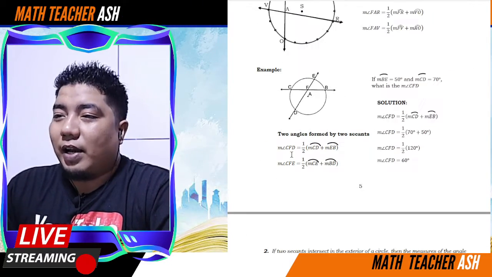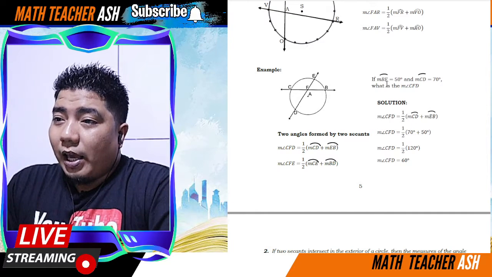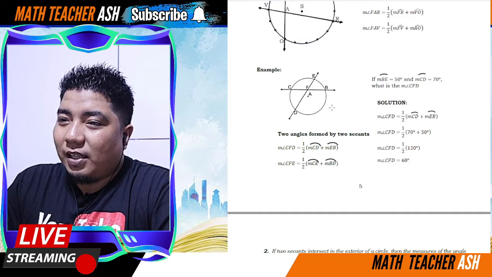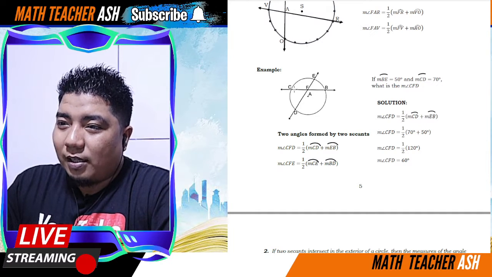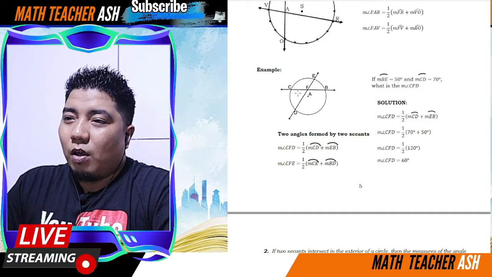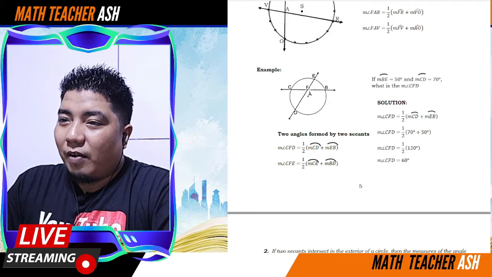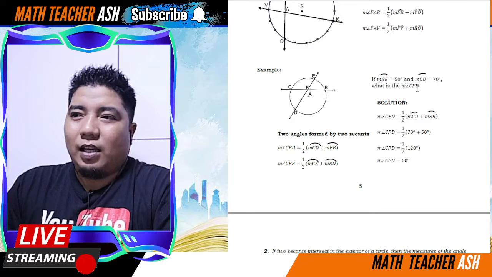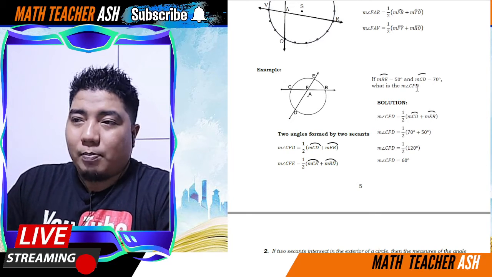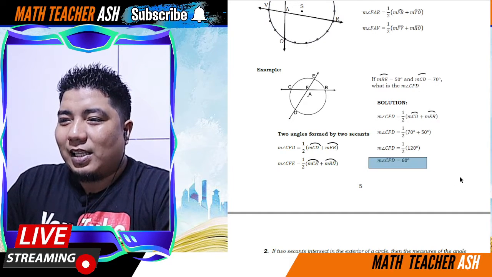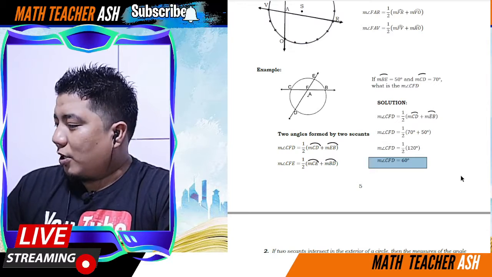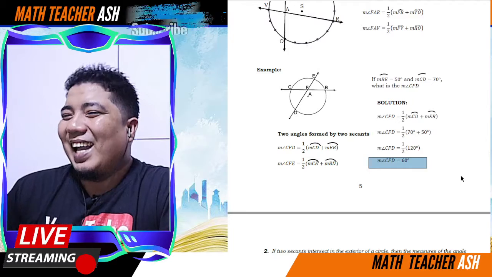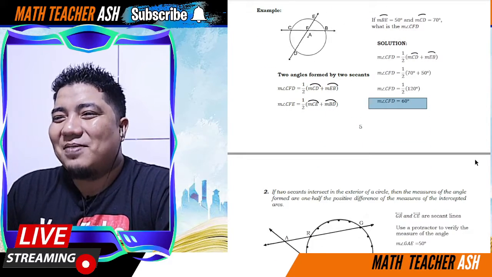Okay, so we have here another example. If the measurement of BE, that is 50. And the measurement of CD, okay, so back-to-back sila, na intercepted arc, 70, what is the measurement of CFD? Okay, so ito yon. Of course, 50 plus 70, that is 120 divided by 2, that is 60. And that is the final answer. Easy, right? Napakadali lang talaga, my dear math learners.